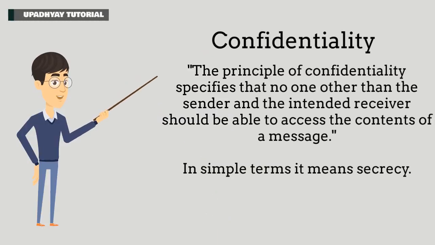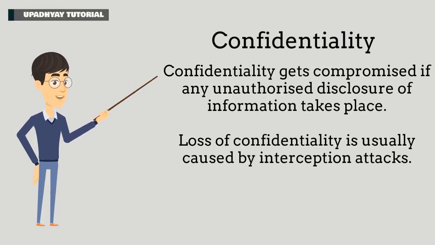The principle of confidentiality specifies that no one other than the sender and the intended receiver should be able to access the contents of a message. In simple terms, it means secrecy. Confidentiality gets compromised if any unauthorized disclosure of information takes place. Loss of confidentiality is usually caused by interception attacks.